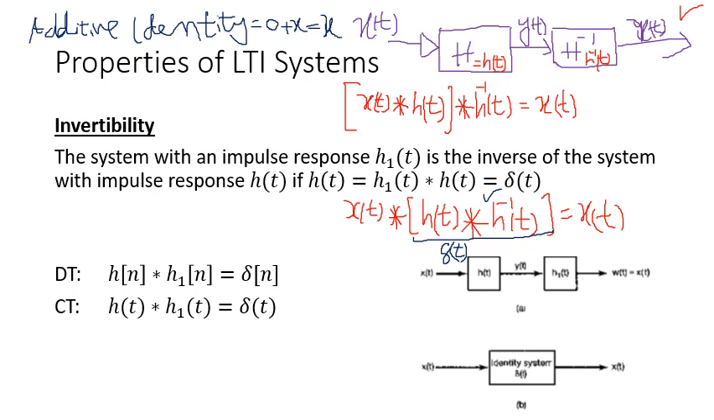So just like in other operations, multiplication and addition, convolution is also an operation. So the identity of the convolution is impulse, right? You convolve anything with impulse and you get the same. So that means x of t convolved with impulse of t will be equal to x of t.